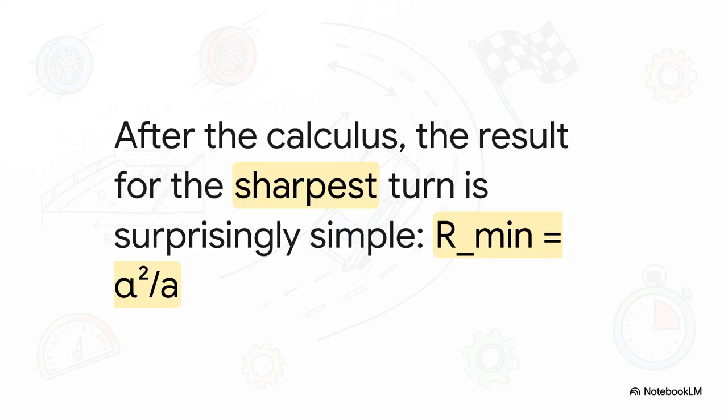And after we run through all that math, we get this surprisingly simple little result. The minimum radius of curvature, the sharpest bit of our whole road, is just that constant alpha squared divided by the constant A. Pretty neat.